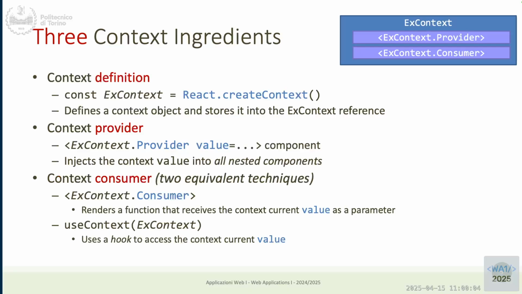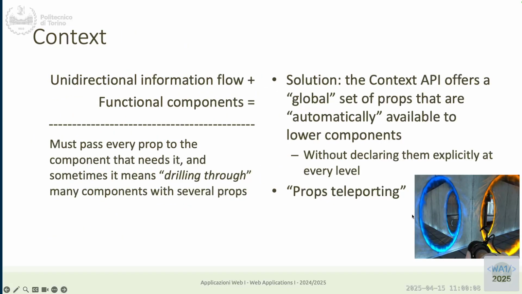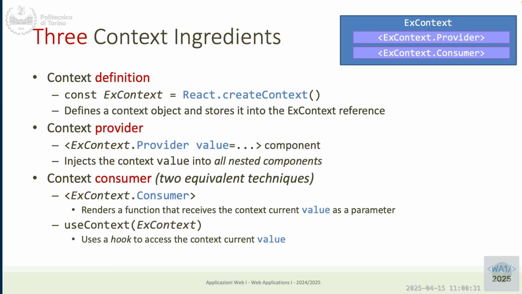So createContext creates the two, let's say, sides of the portal. One side where we can inject a value, and the other side where the value can appear instantaneously. Differently from a portal, a context has one input and many outputs. So when something enters, since it's read-only, we can do that. It appears in many different places. It's not just one-to-one teleporting, so it's advanced teleporting.